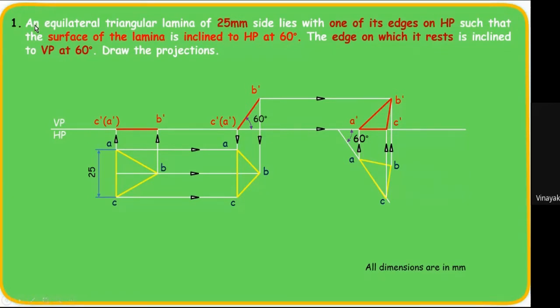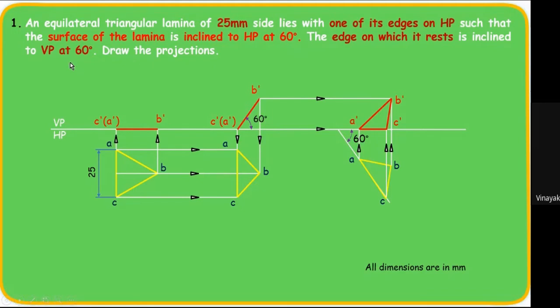The problem is like this: an equilateral triangular lamina of 25 mm side lies with one of its edges on HP such that the surface of the lamina is inclined to HP at 60 degrees, and the edge on which it rests is inclined to VP at 60 degrees. Draw the projections, which means you have to draw the front view and top view.